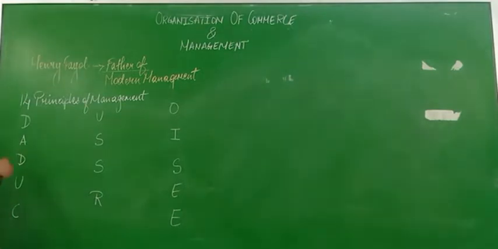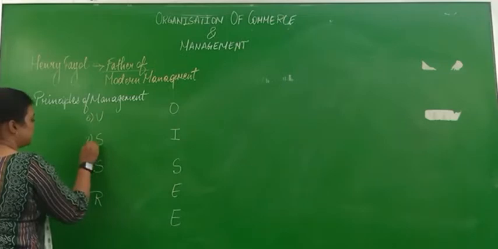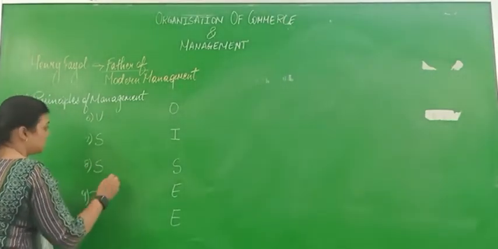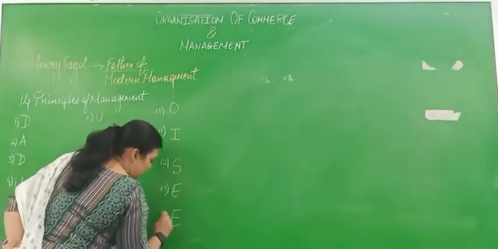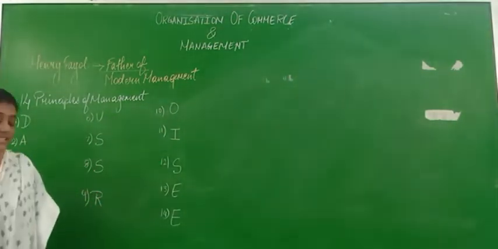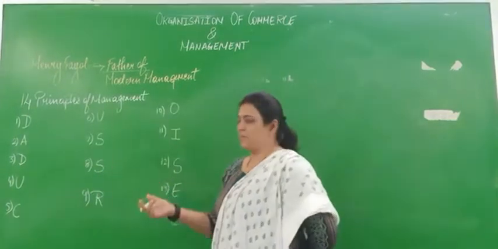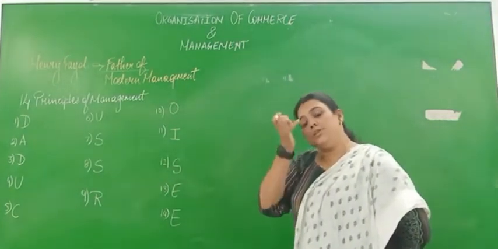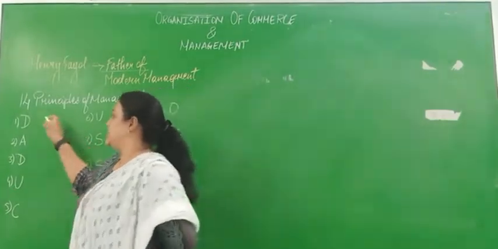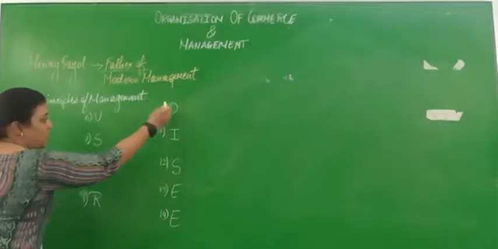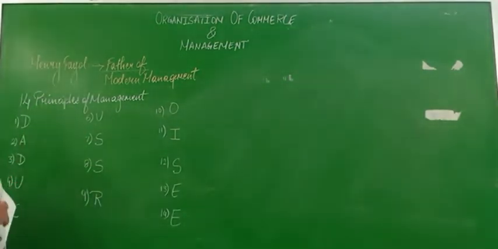How many are these? 1, 2, 3, 4, 5. This is the 6th one. Then 7, 8, 9, 10, 11, 12, 13, and 14. So, is it easy to remember? We have remembered them by their initials, right? But these initials are again arranged in an acoustic way, a meaningful way, you can say. That is, "Dad, you see, USSROIC." You can write it down in your textbook where the diagram of principles has been given, just write it out.